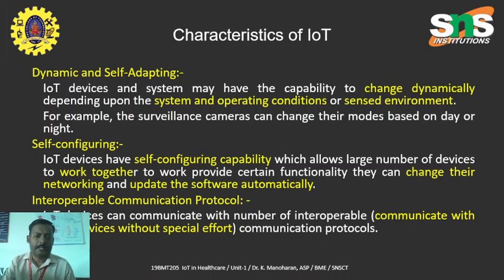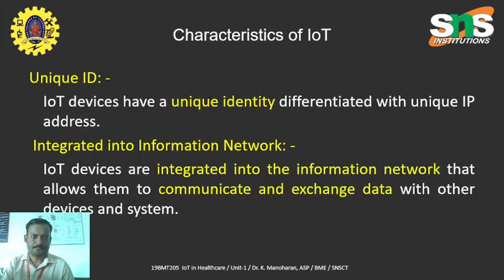Third one, interoperable communication protocols. An IoT device can communicate with a number of interoperable communication protocols. So it can communicate with other devices using specific protocols. It supports many wired and wireless protocols to communicate. Wired protocols like I2C, SPI and CAN. Similarly, wireless ones like Wi-Fi, Bluetooth, NFC, and many other protocols will be supported.